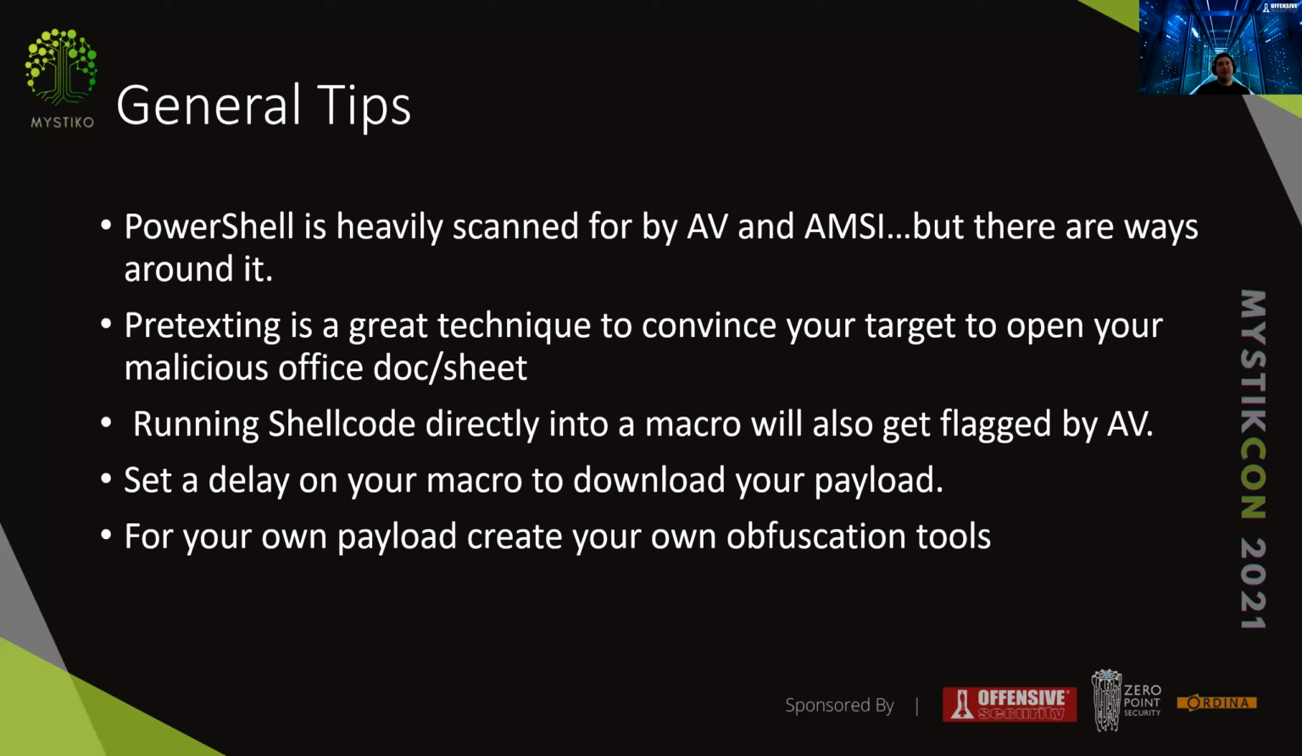So other things I recommend not to do: running shellcode directly in a macro is definitely going to get flagged, right? There are already signatures for it. If you try to run the default MSFVenom VBA payload in your macro, it's going to get flagged because of the shellcode that you have. So try to modify it if you can.